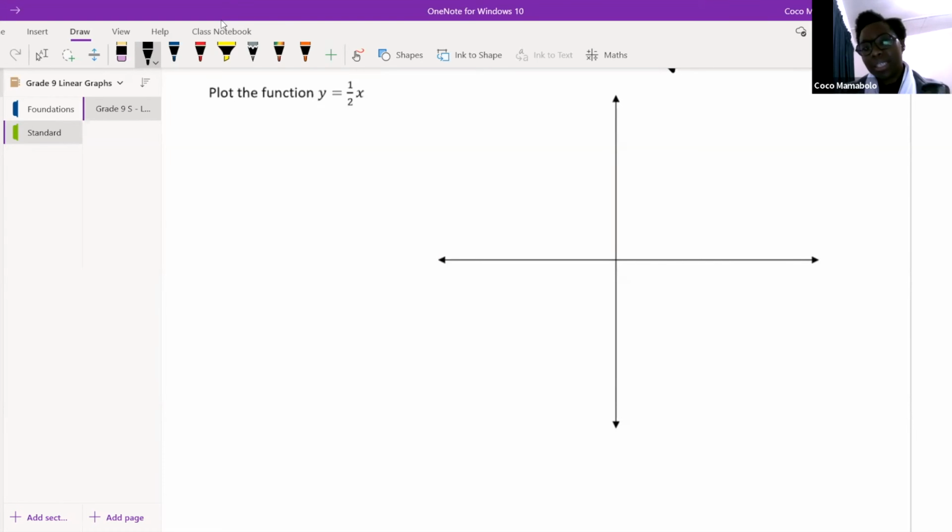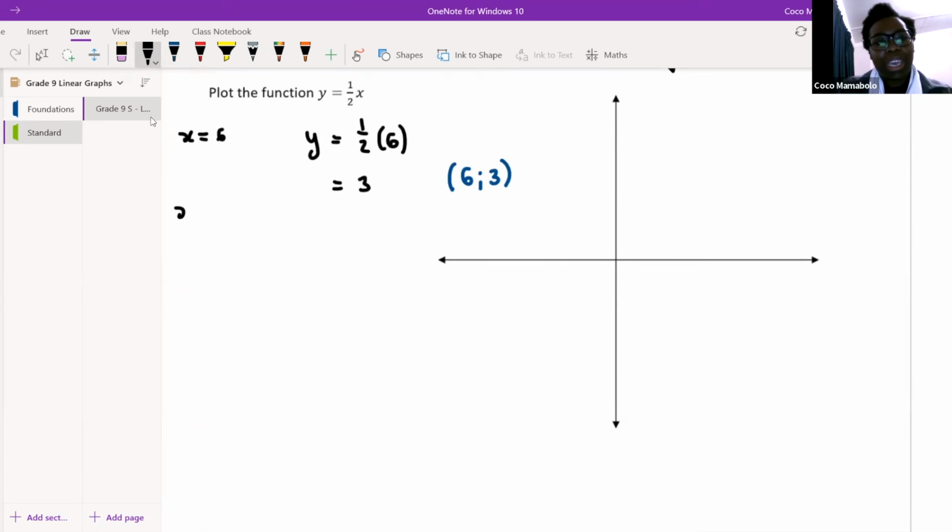Anam says 6. Of course, we can try 6. We're going to try x is equal to 6. Then y is equal to a half multiplied by 6, and that will give me 3. Half of 6 is 3. So my first coordinate is going to be 6 and 3. Somebody else give me another one. Kutlano says 8. There we go. So we're going to make x equal to 8. Then y is equal to a half multiplied by 8, and that's going to give me 4. And now my second coordinate is going to be 8 and 4.